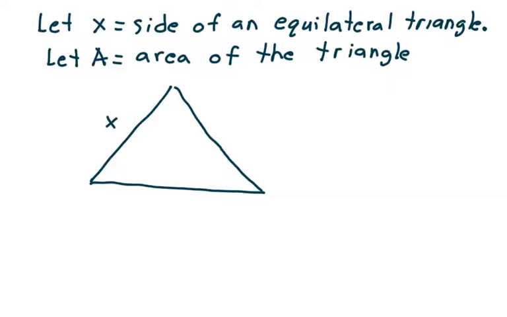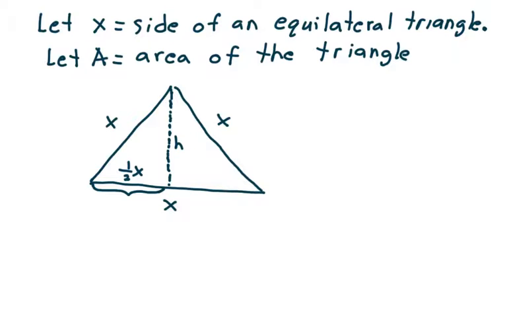So here's x, here's x, here's x. So they all have side length x. And what I'm going to do is drop a perpendicular down. From geometry, that cuts this bottom side into two equal parts. So this side is of side length 1/2 x. And we'll call this dotted length here h.